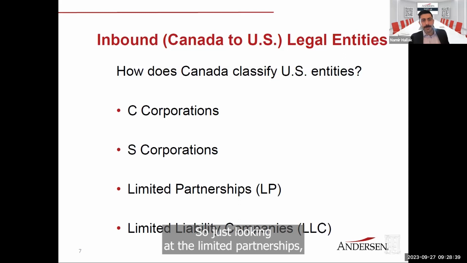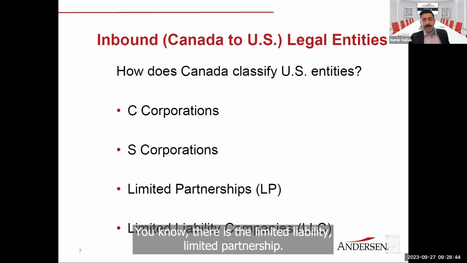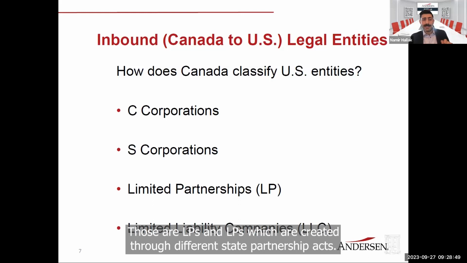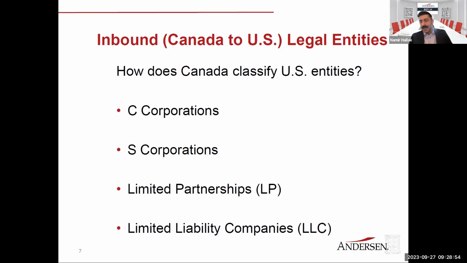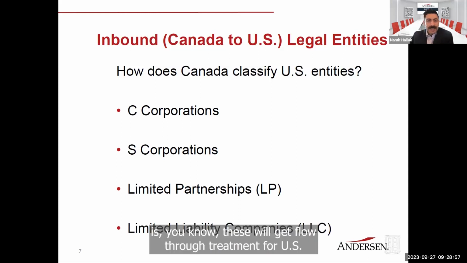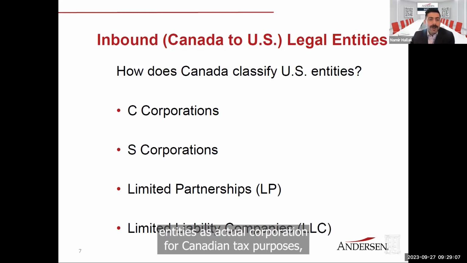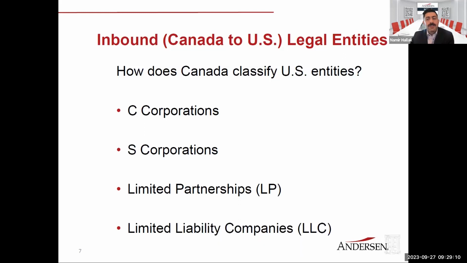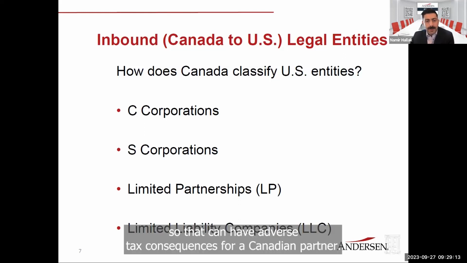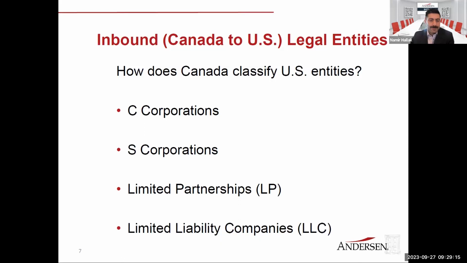So just looking at limited partnerships, there are variations. There's the limited liability limited partnership, and there are limited liability partnerships. Those are LLLPs and LLPs, which are created through different state partnership acts. What you need to know here is, these will get flow-through treatment for US tax purposes, but the CRA does treat these flow-through entities, these hybrid entities, as actual corporations for Canadian tax purposes. So that can have adverse tax consequences for a Canadian partner.